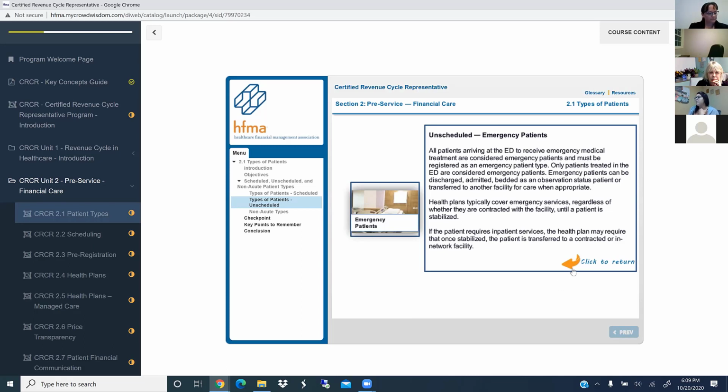If the patient requires inpatient services, the health plan may require more information once the patient is stabilized. And I know this is a national test, but most of the time, health plans will cover services regardless if the facility is contracted or not until a patient is stabilized. So if you go to an emergency room, the in and out of network benefits kind of goes out the window.